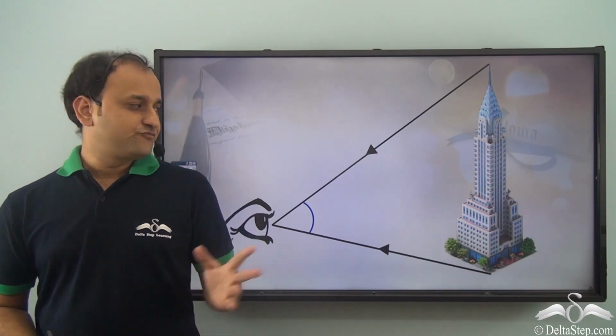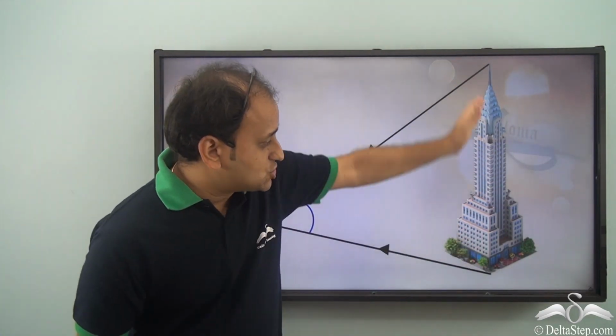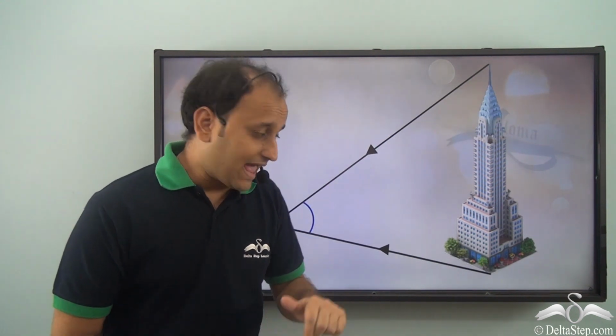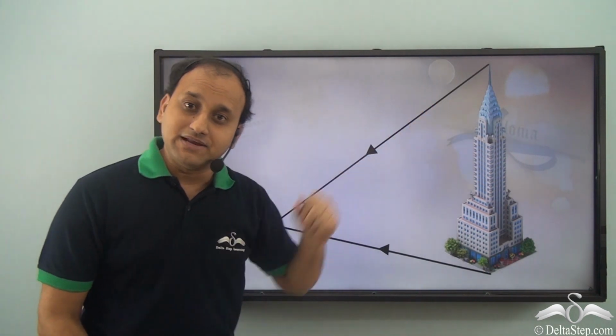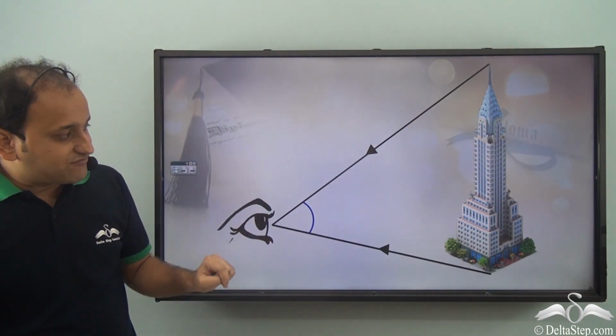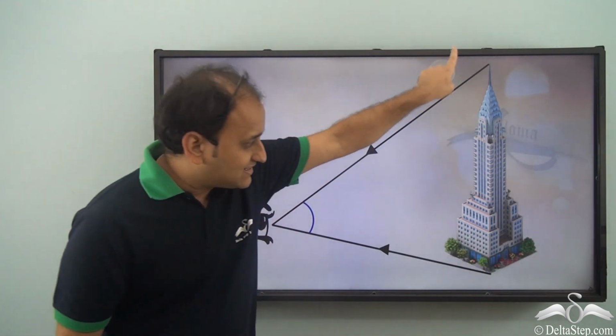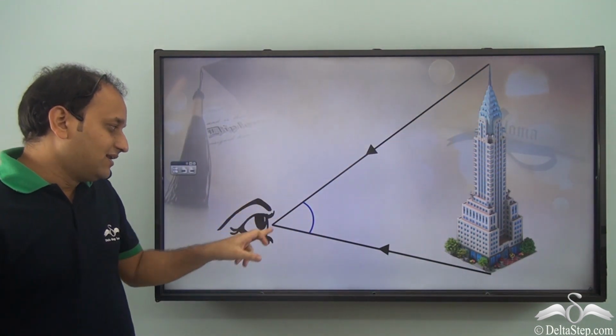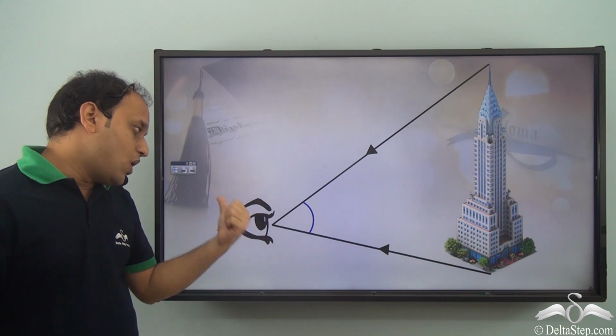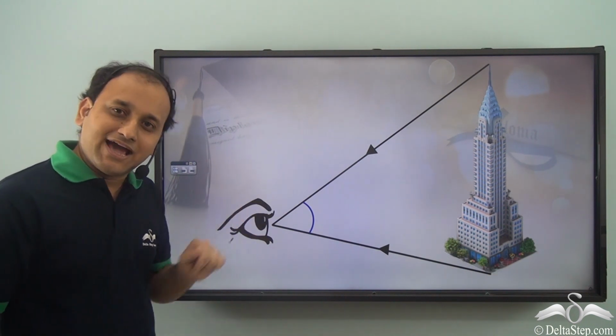What do we see here? Well, here is a tall building and here is an eye watching the building. So what can we say? We can say that this particular building subtends an angle, this particular angle on this eye.